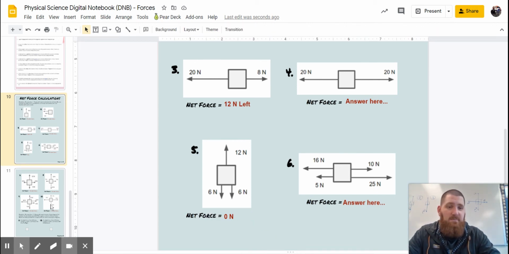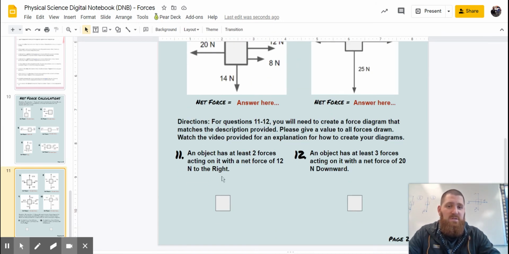Now, guys, on the second page of this assignment, questions 11 and 12 have you creating your own force diagram based on the net force that's given. So in question 11, we have to draw a force diagram that has at least two forces acting on it with a net force of 12 newtons to the right.